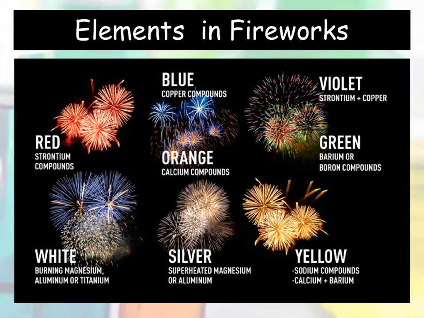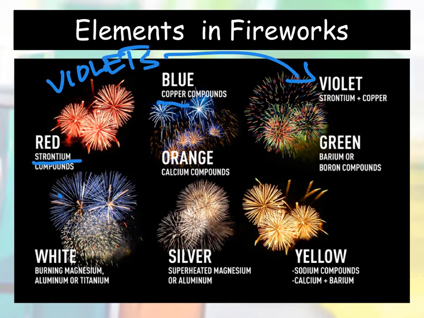And this is a quick slide on the elements found in fireworks. If you're making red fireworks, you use strontium compounds, and if you want to make blue fireworks, you use copper compounds. But again, what's red plus blue? Well, that's going to be violet. So if you want a violet compound, you mix strontium and copper together. It's simple. When you mix your red and blue crayons to make purple, that's what you're doing.